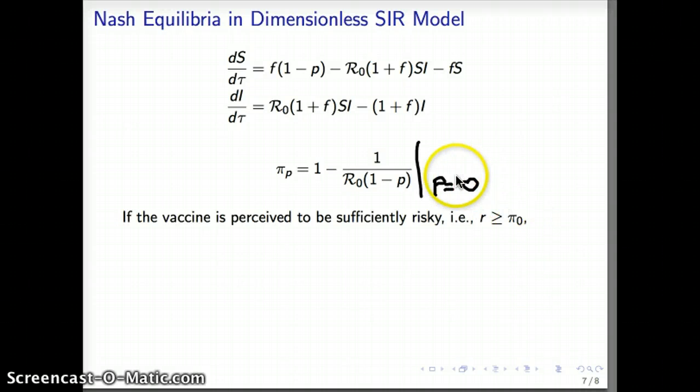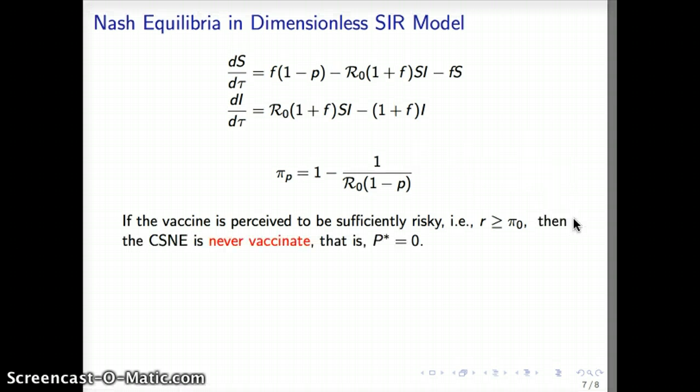When one writes this vertical bar with a little subscript at the bottom, that means evaluate the expression. So as a function of p, we evaluate that at 0. This would be 1 minus 1 over this quantity R0 times 1 minus 0, and we can see that this is equal to 1 minus 1 over R0. That's basically what we meant last time.